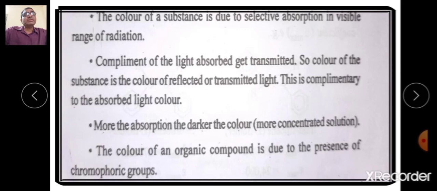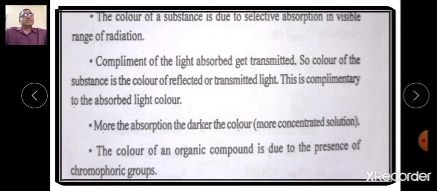The color of a substance is due to selective absorption in the visible range of radiation. The complement of the light absorbed gets transmitted, so the color of the substance is the color of the reflected or transmitted light. This is complementary to the absorbed light color. The more the absorption, the darker the color, that is deepening of the color takes place. The color of an organic compound is due to the presence of chromophoric groups, that is the chromophoric groups are responsible for the color of the compound.